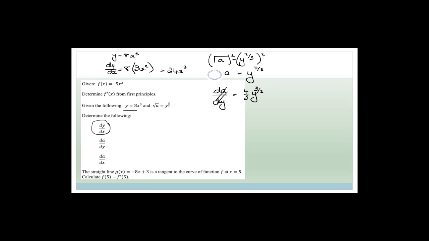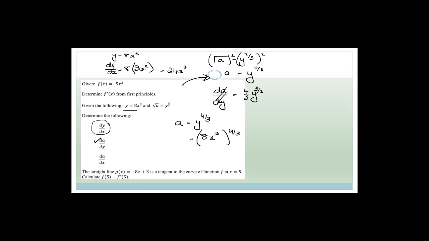Nice question. Right, now they want dA by dx. That's a very nice question, because what they're saying is that we know that you've worked out that A is equal to y to the 4 over 3, right? But now what we're saying is we know that for every y, it actually is 8x cubed. So this is equal to 8x cubed all to the power of 4 over 3. Okay, so we're still just working out A at the moment.